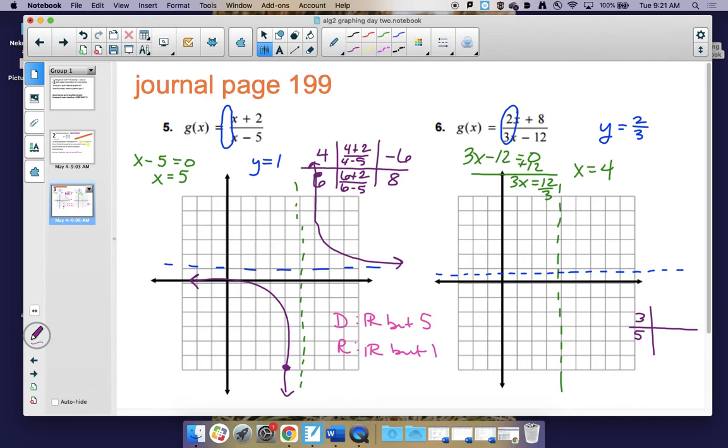You might need a calculator here if you want to plug in that 3. So we've got 6 plus 8 over 9 minus 12. So negative 4 and 2/3. So at over 3, I'm going to go down 4 and a little bit more. You could do the decimal there if you'd rather.